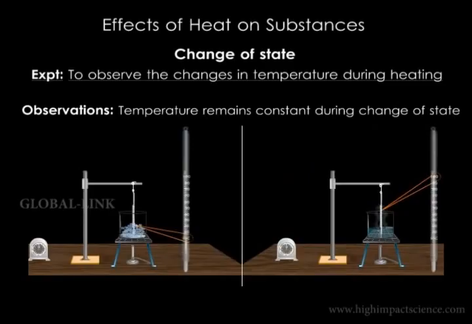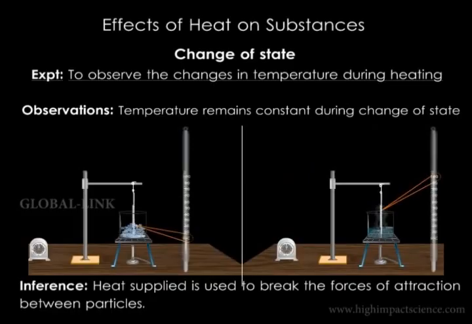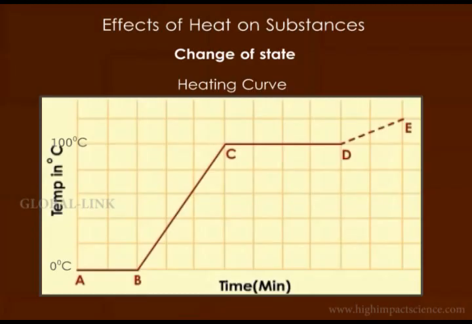But what happens to the heat energy being supplied? The energy supplied is used to break the intermolecular forces of attraction between the particles, and therefore there is no increase in temperature whenever there is a change of state. If we draw a graph of temperature against time, we will obtain this curve.